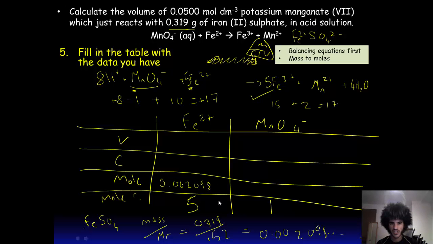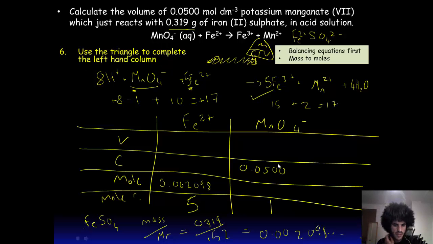And when you're doing calculations like this, you want to show that, okay? Don't just do it in your head, show your thinking. So that's my mole. That's all I've got for it, okay? So that I've done that. I've also got the concentration of my potassium manganate, and that goes here, because that's my manganate ion. Here's concentration, so that must be 0.0500. Okay. Now I need to use the triangle to complete the left-hand column.